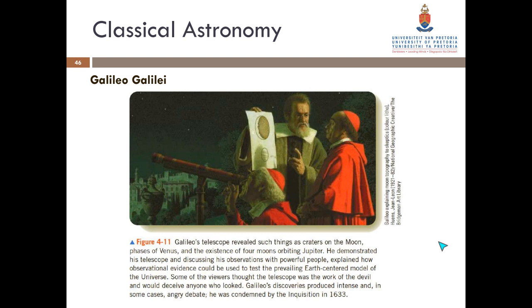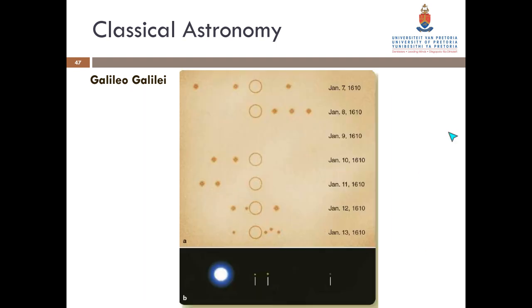Some of the viewers thought that Galileo's telescope was the work of the devil and would deceive anyone who looked. Galileo's discoveries produced intense and, in some cases, angry debate, and he was condemned by the Spanish Inquisition in 1633. So here in his book are some observations of four of Jupiter's biggest moons orbiting it. Here you can see how the dates differ, how the positions of the moons around Jupiter also differ.